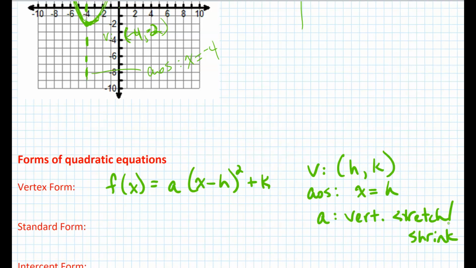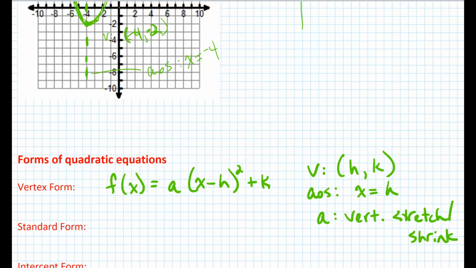Yes, Caroline. Why, for the axis of symmetry, does it just say x equals h? Because h is the x coordinate of the vertex. And the axis of symmetry is always going to be through the vertex, because that's the center point that splits it in half.